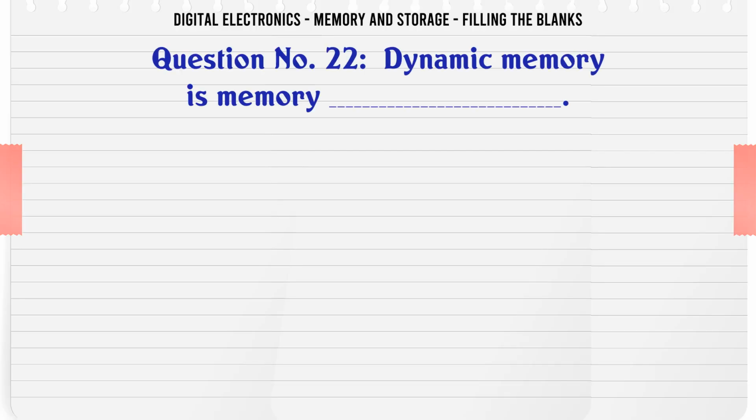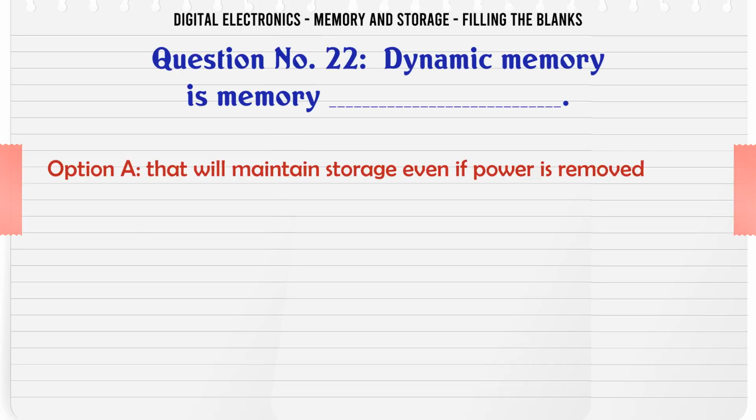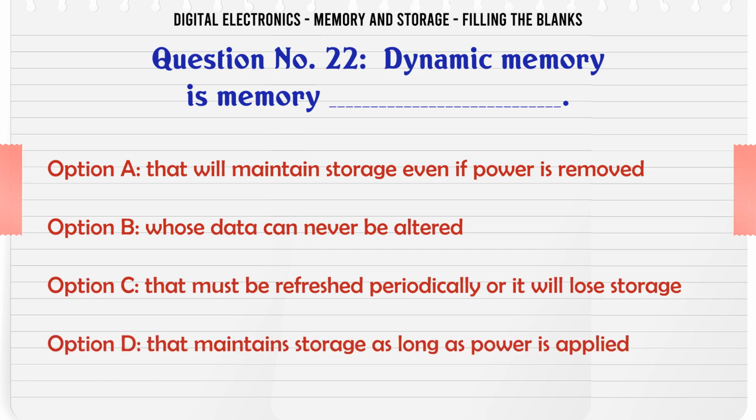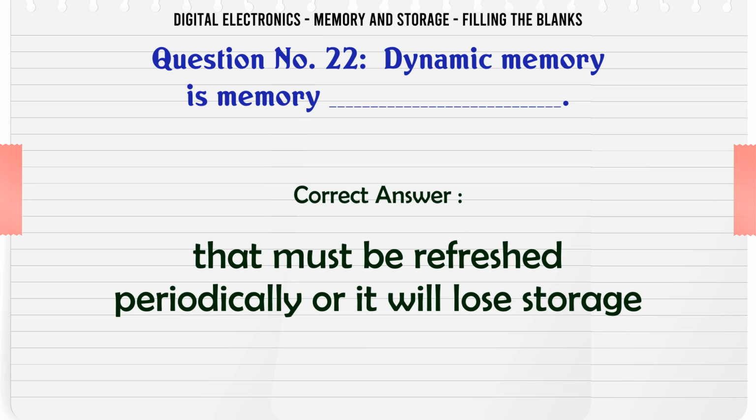Dynamic memory is memory A. That will maintain storage even if power is removed. B. Whose data can never be altered. C. That must be refreshed periodically or it will lose storage. D. That maintains storage as long as power is applied. The correct answer is that must be refreshed periodically or it will lose storage.